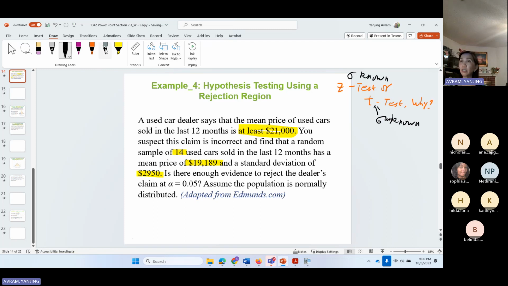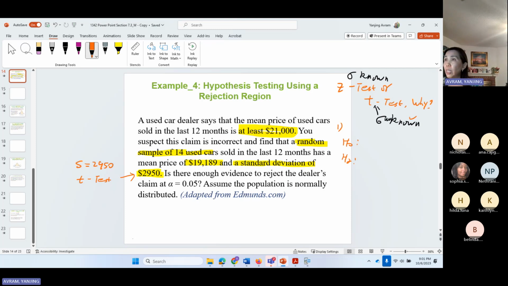Okay, so let's look at this standard deviation. The standard deviation is 2950. Is this a sample or population standard deviation? Well, this is a random sample of 14. Look at that, they said this is your random sample of the 14 used cars sold in the last 12 months that has this price and this standard deviation. So apparently this standard deviation is the sample, not a sigma. Sigma is unknown, so therefore we use the t test. Okay, we use the t test in here. All right, so now we're going to write down the null and alternative hypothesis, because this is important since we have to use that one to make the final decision, right?